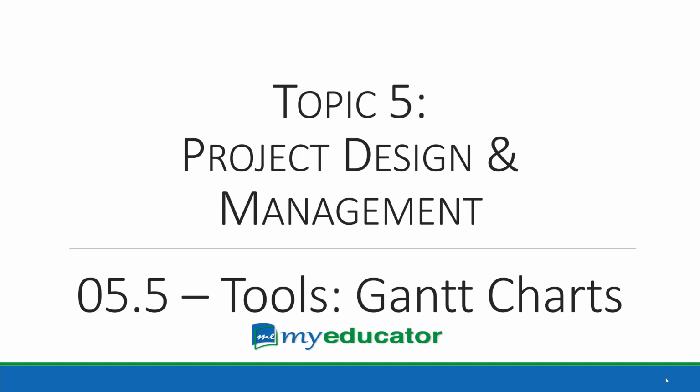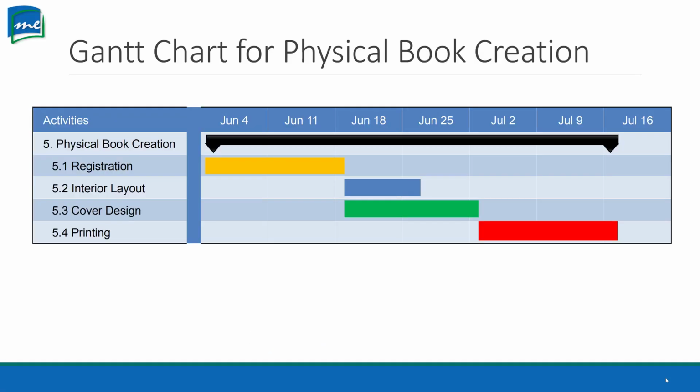So Gantt charts are relatively simple. It's a visual way to see where you are on the schedule and what should be going on. You can look at the dates at the top and go down and see what activities should actually be happening at that time. So if we take a look at this example for a physical book creation.